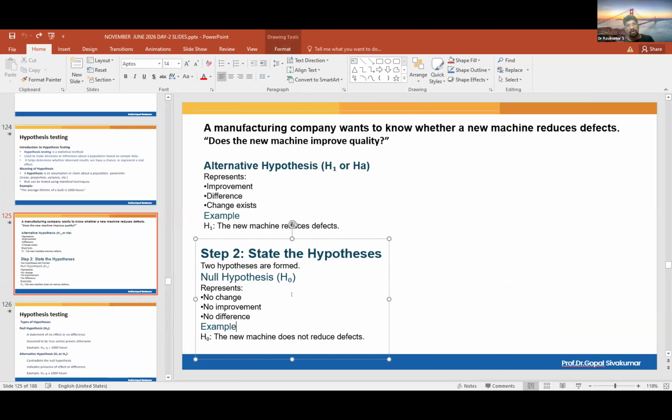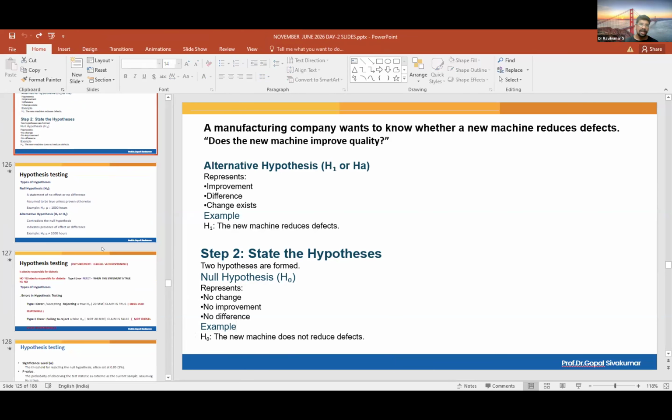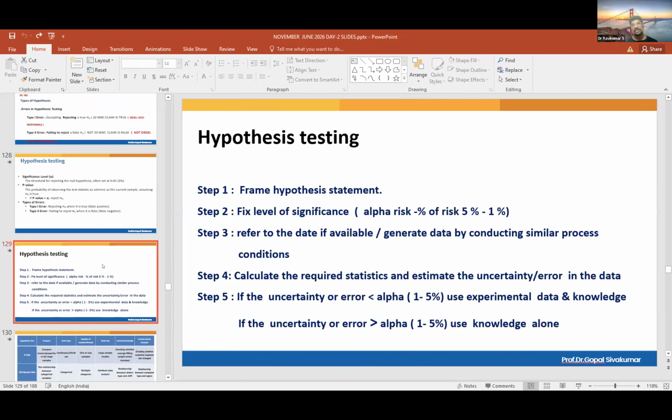See, the ruling party people, for example, if the prime minister says anything, all the ruling party people will agree with it, right? That is what the null hypothesis says. Yes, we accept, no change. The alternate hypothesis is like the opposition party. Whatever the ruling party says, they will oppose it. We are contradicting. That is the alternate hypothesis. So we have completed the first step.